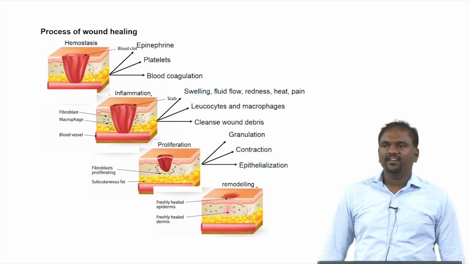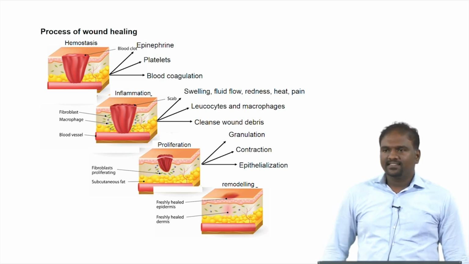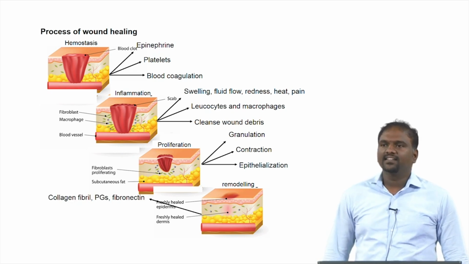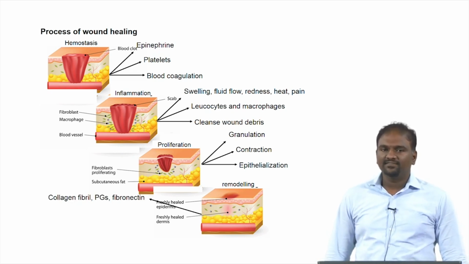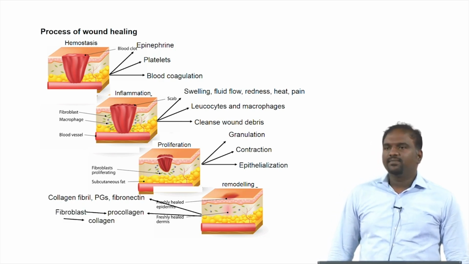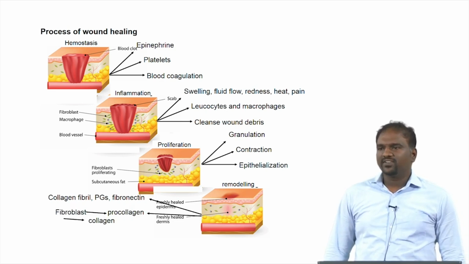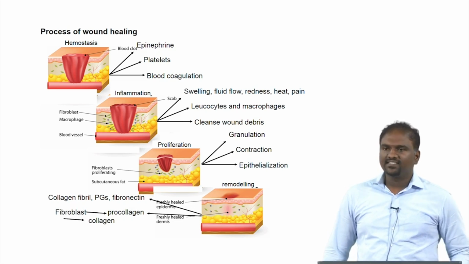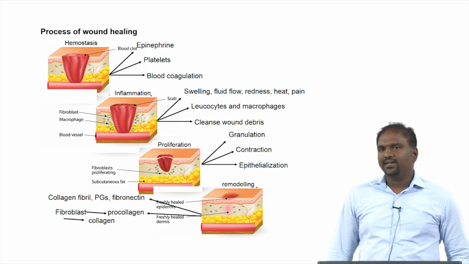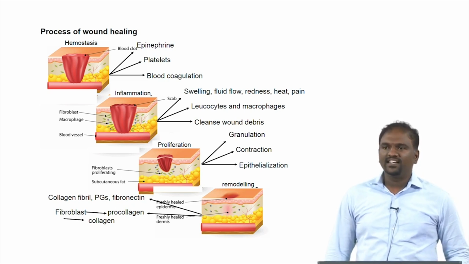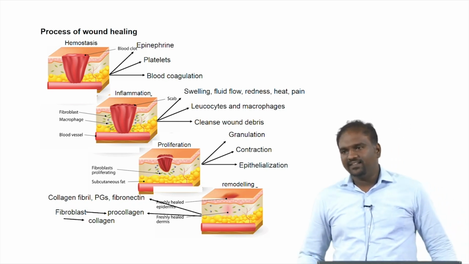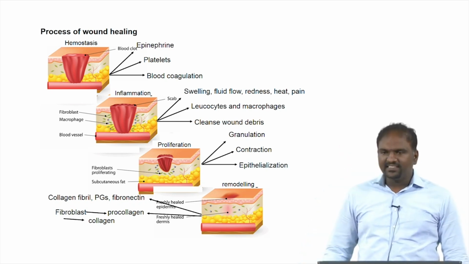In remodeling, fibroblasts will develop an extracellular matrix. That extracellular matrix contains collagen fibrils, proteoglycans and other fibronectins. Fibroblasts initially will produce procollagen. That procollagen will twist together and form strong collagen. Many collagen molecules come together and form a very strong network. Because of this network we get the fresh or regenerated tissue.